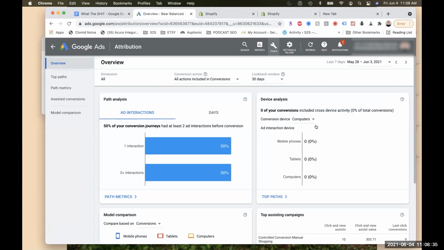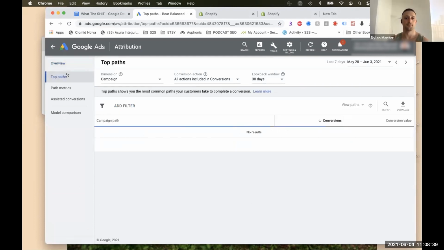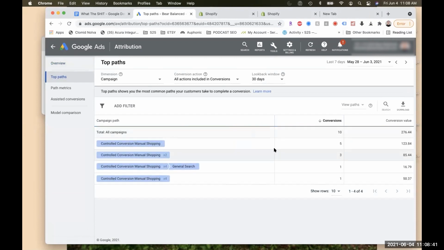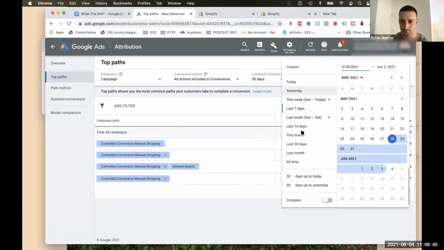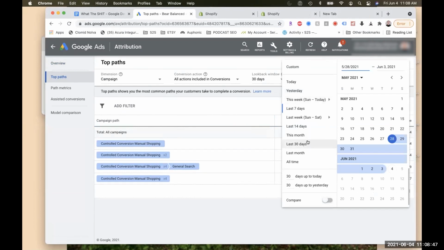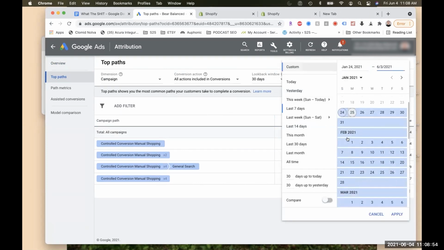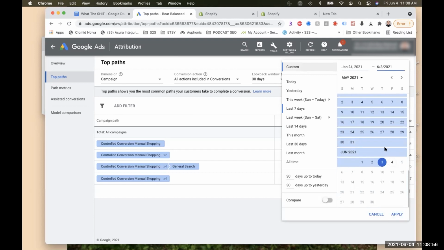And then on the left-hand side, choose top paths. Alrighty. And then on the last 7 days up the top right, change that to like the last 2 months, 3 months, however long your campaign has been running without a lot of changes, but with enough data. So usually, if you haven't really made any major changes to campaigns.